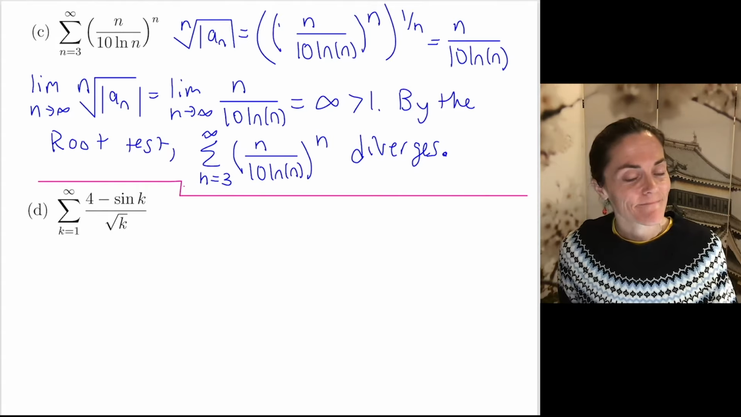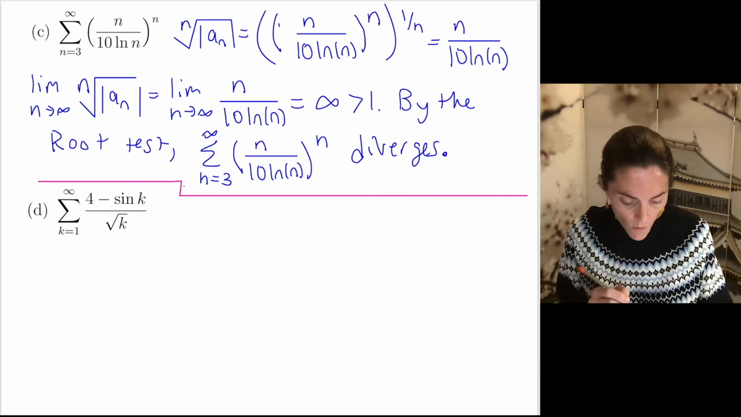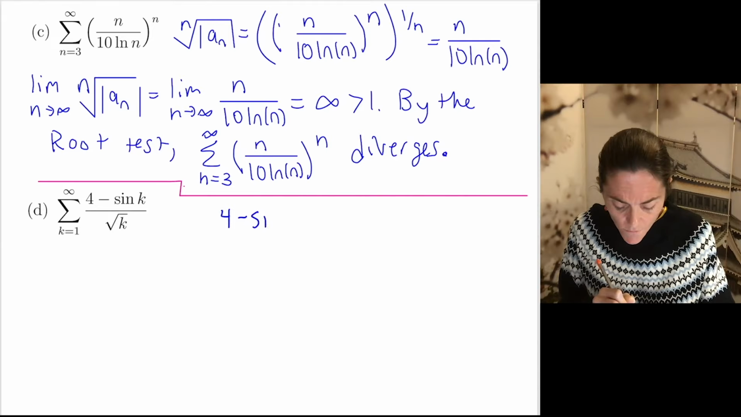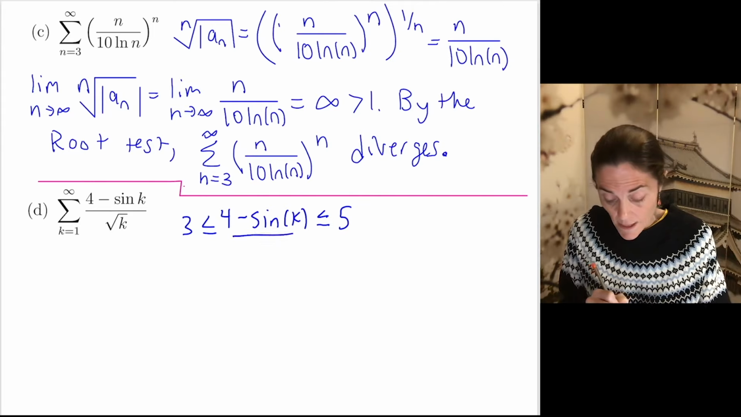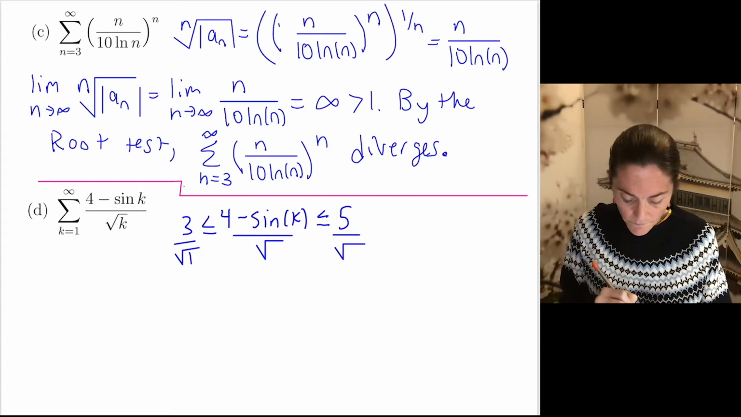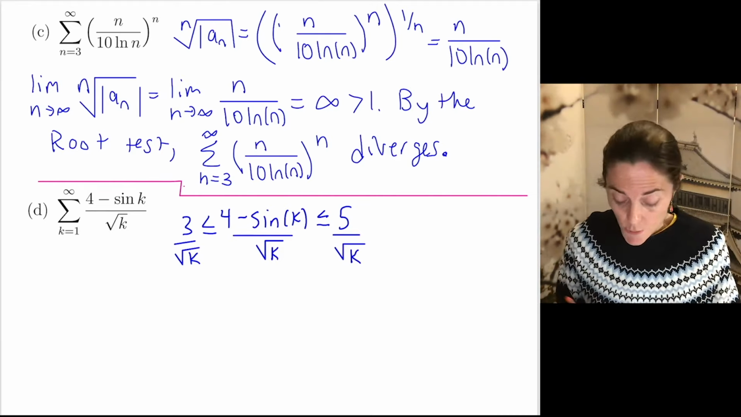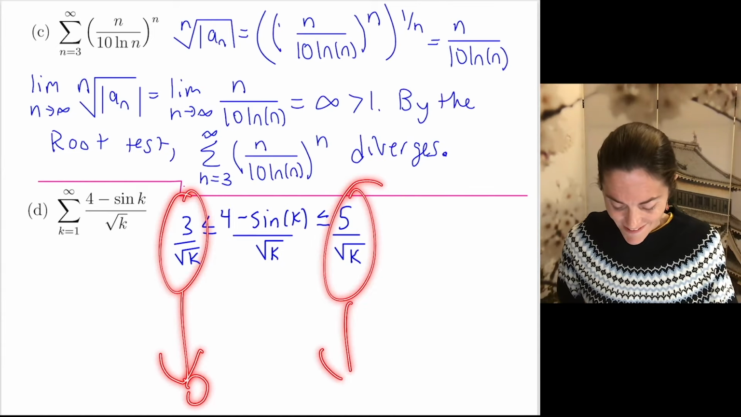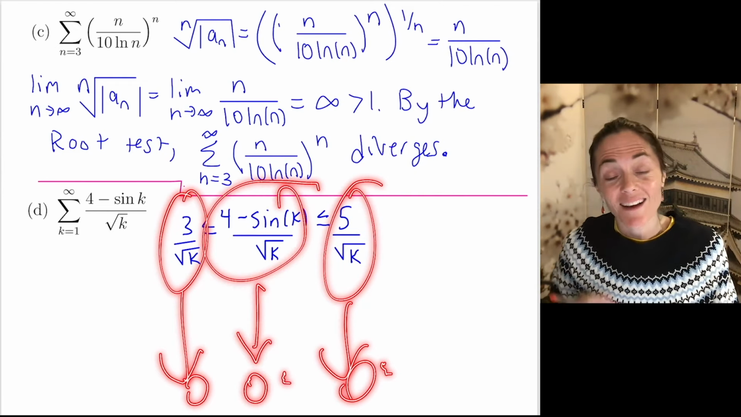Letter D. When I see sines and cosines, I immediately think that they sit between minus 1 and 1. Sine and cosine sit between minus 1 and 1. And so what this says about my numerator is that 4 minus the sine of k is less than or equal to 5 and bigger than or equal to 3. Now we can divide everything by the square root of k. If this was just a sequence, or if you think about the terms first, it's really the squeeze theorem. This goes to zero, this goes to zero, as k grows without bound. And so these terms are forced to go to zero, by the squeeze theorem. Well, the term test does not apply.